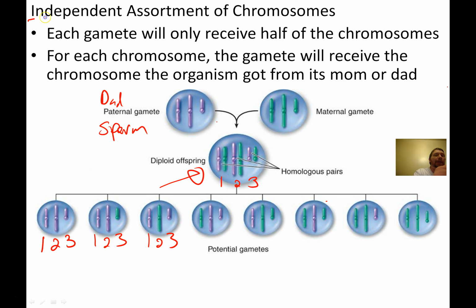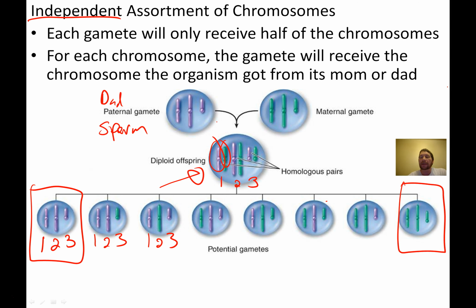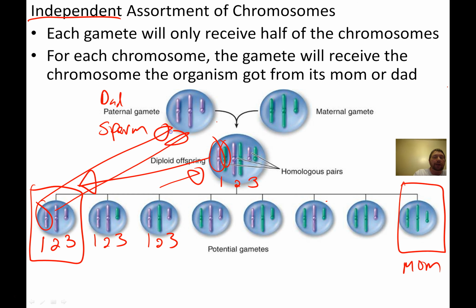Now, what we mean by independent is which copy of the chromosome gets passed on, either the one he got from daddy or the one he got from mommy, is completely random. So it is possible for this individual to make a gamete that only has the DNA he got from dad. It is also possible for him to make a gamete that only has the DNA that he got from mom. Okay, it is possible for this guy to make a gamete here that has the copy of chromosome 1 he got from dad, the chromosome 2 he got from dad, and the chromosome 3 he got from dad.